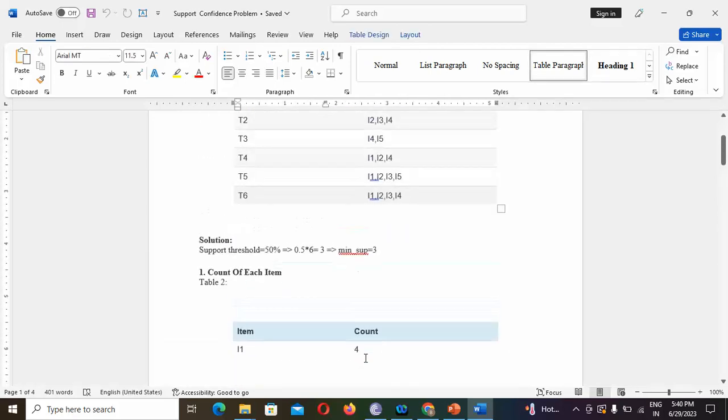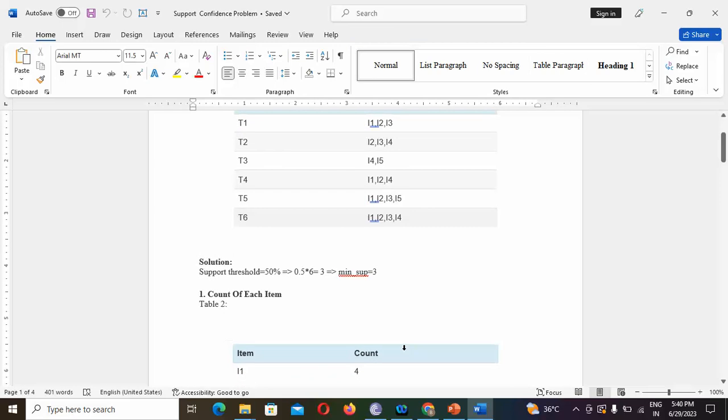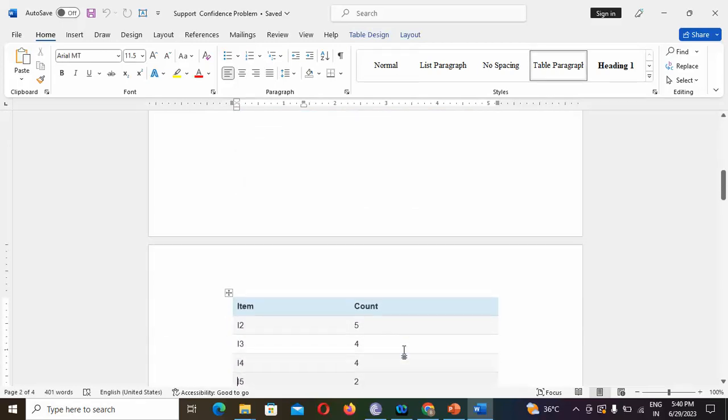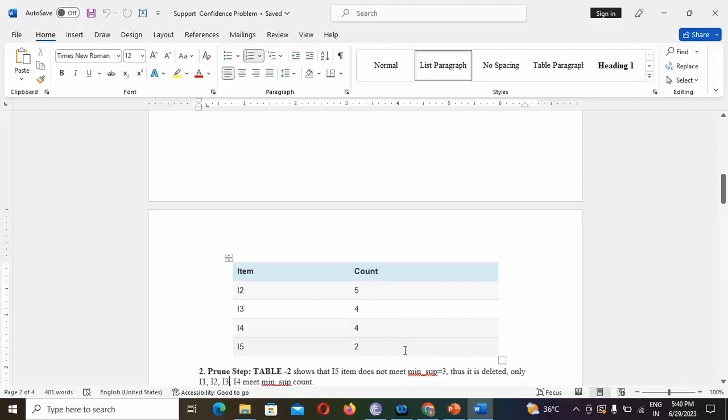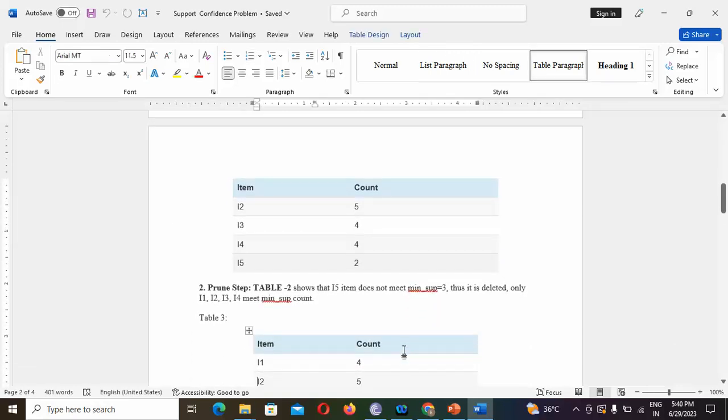Table 1, count of each item. In the given transactions, I1 is repeated 4 times, so that representation we have to mention under the count of each item. Item 1 for 4 times, item 2 for 5 times, item 3 for 4 times, item 4 for 4 times, and item 5 for 2 times. Now we are going to apply the next step, the prune step.